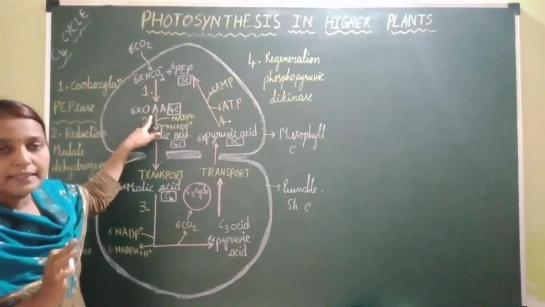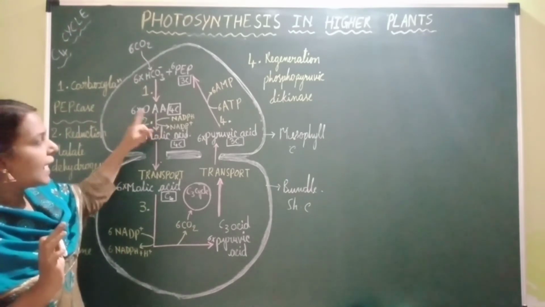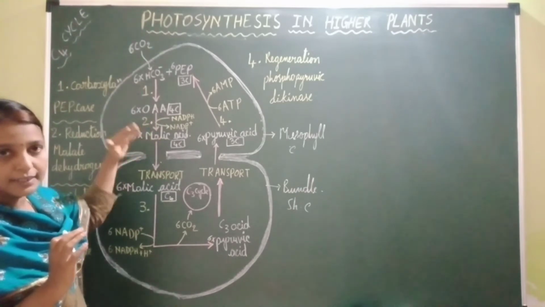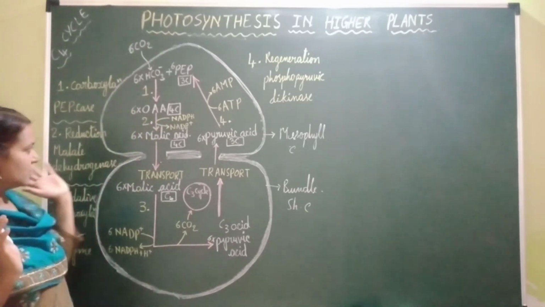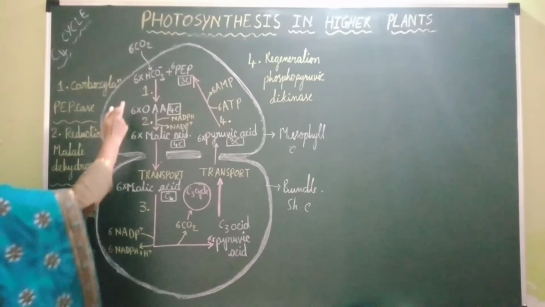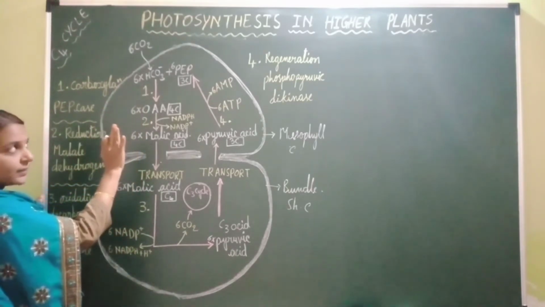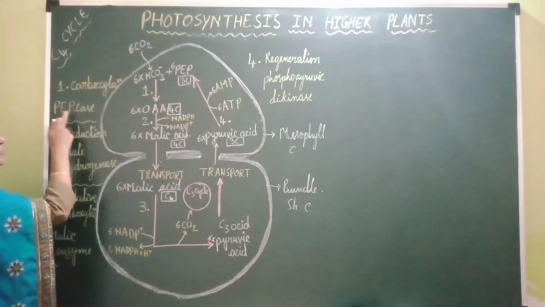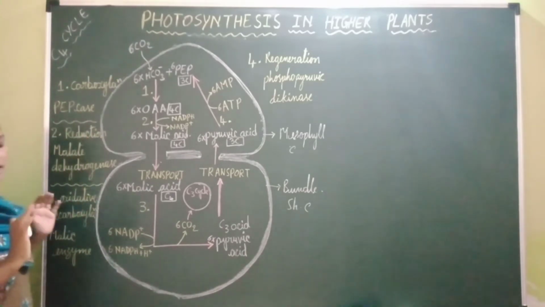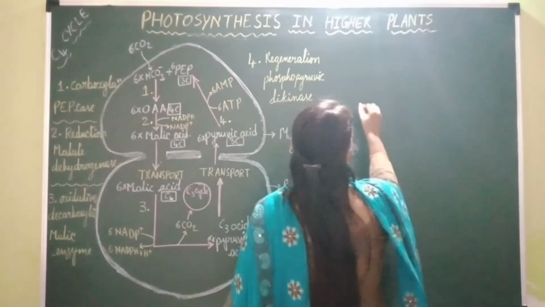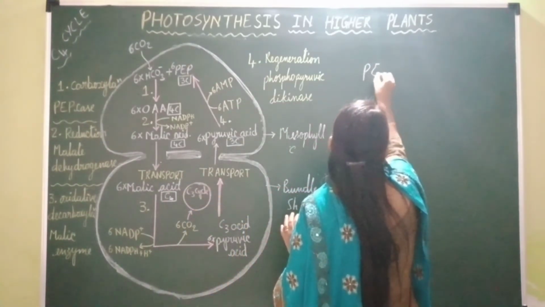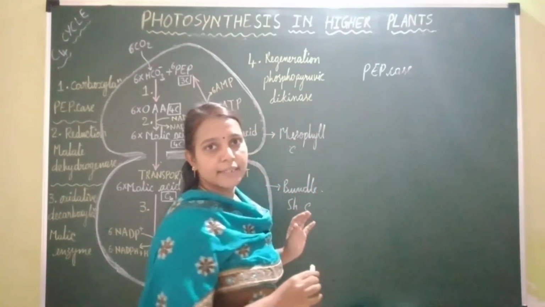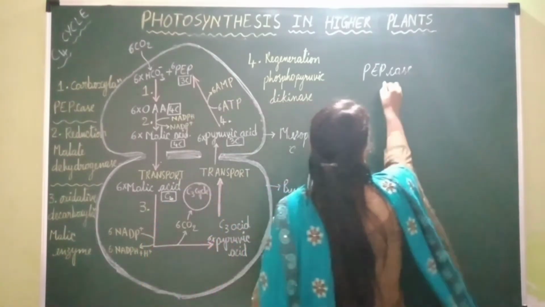This oxaloacetic acid is a C4 acid. As the first carbon dioxide fixation product is oxaloacetic acid, this pathway is called the C4 pathway or C4 cycle. This carboxylation, that is carbon dioxide fixation into PEP, is catalyzed by the enzyme PEP carboxylase, also called phosphoenol pyruvate carboxylase. This enzyme is a strong carbon dioxide fixing enzyme.